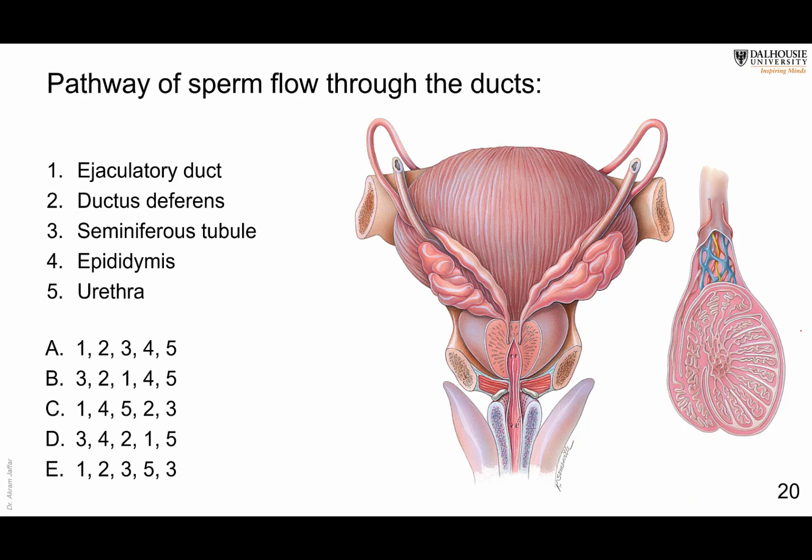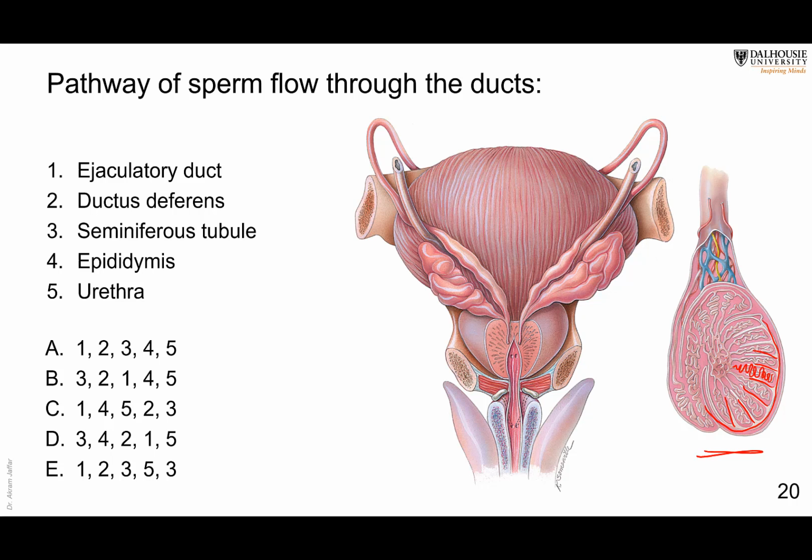Pathway of sperm flow through the ducts. We have the ejaculatory duct, ductus deferens, seminiferous tubule, epididymis, and the urethra, and we have to arrange these in sequence so that they represent the pathway of the sperm flow. The sperms are formed inside the testis, and you can see here a longitudinal section in the testis showing you the tunica albuginea with multiple fibrous septa dividing the testis into lobules. Each lobule contains seminiferous tubules where the sperms are going to be produced.